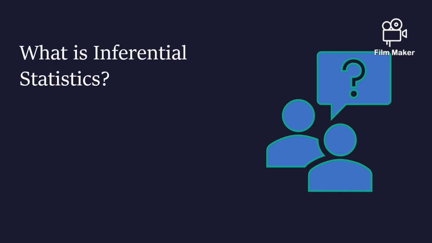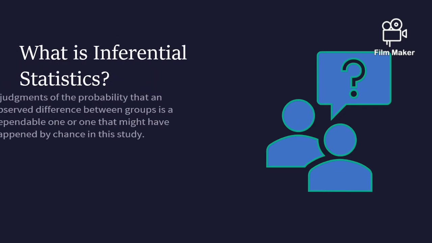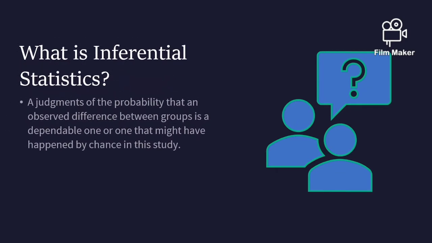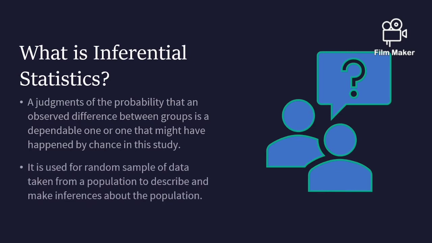What is inferential statistics? A judgment of the probability that an observed difference between groups is a dependable one, or one that might have happened by chance in the studies. It is used for a random sample of data taken from a population to describe and make inferences about the population.